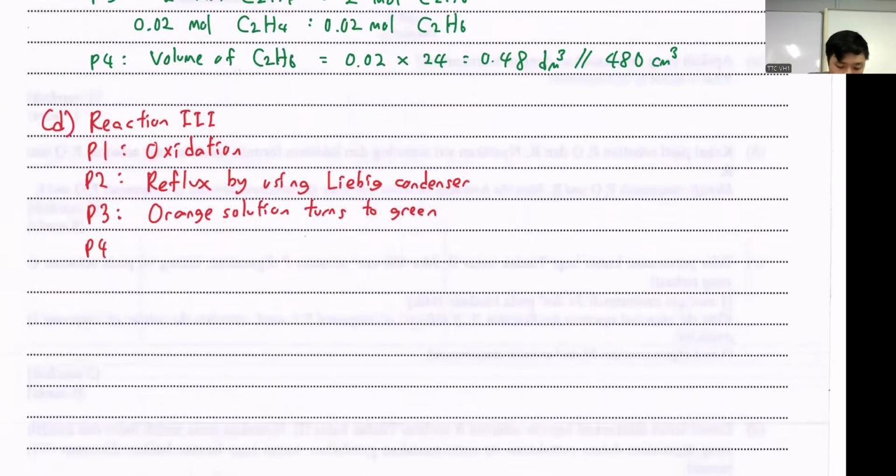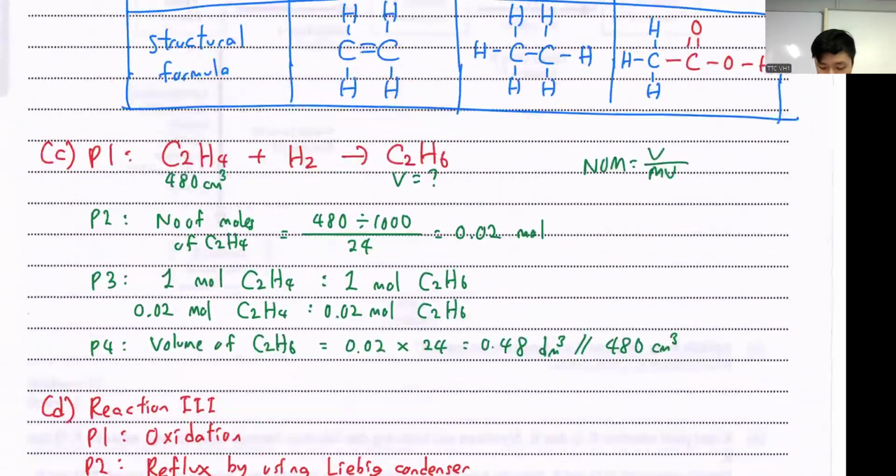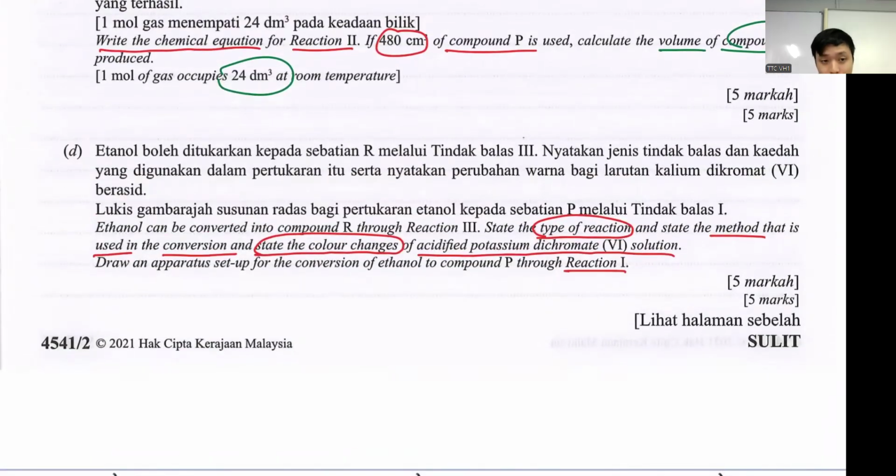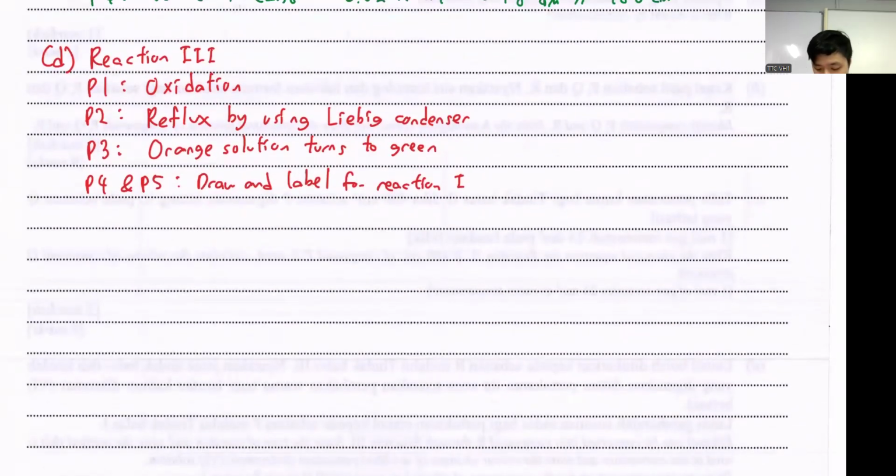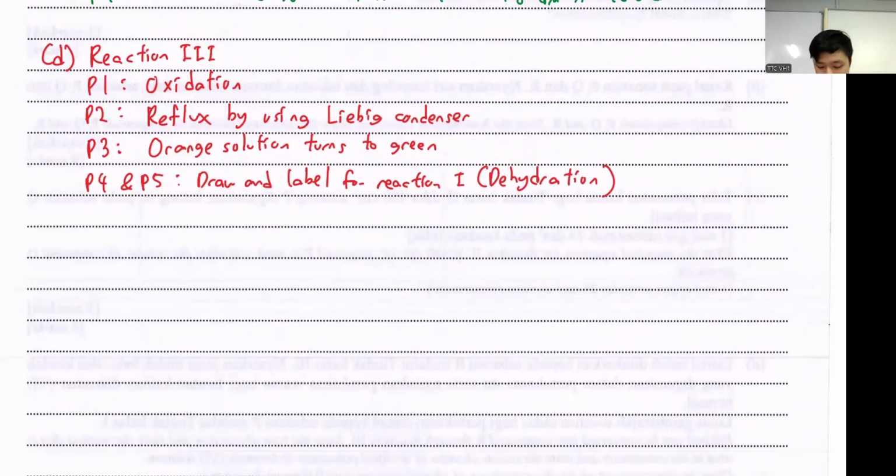At the 0.4 and 0.5, draw and label, for reaction 1, sorry. So in reaction 1, they ask you to draw an apparatus setup for the conversion of ethanol to compound P through reaction 1. This one, they ask you to draw the dehydration setup. Very common question. With labeling.